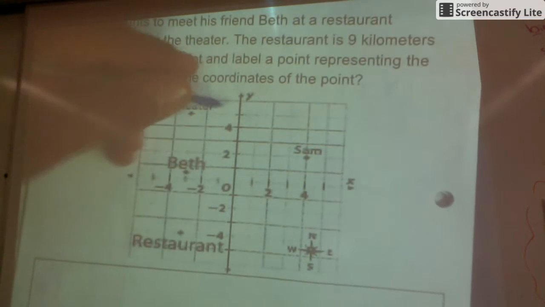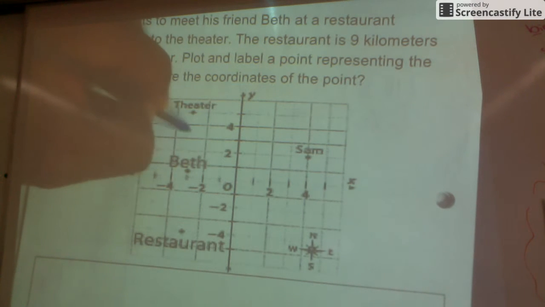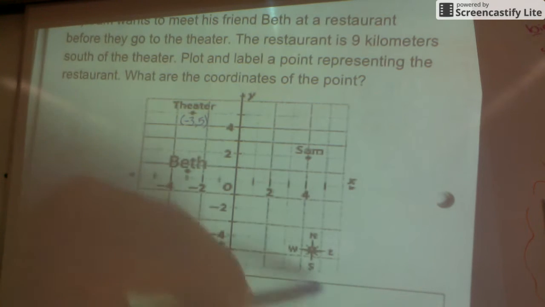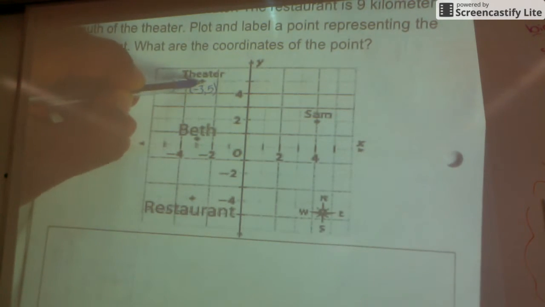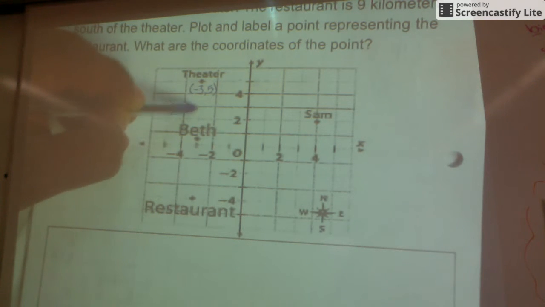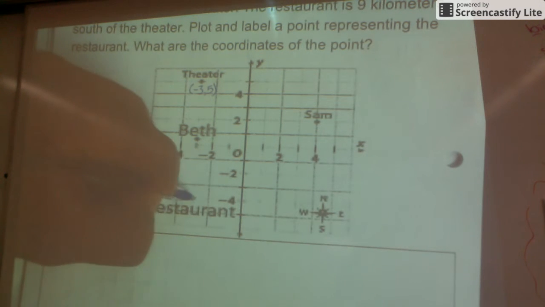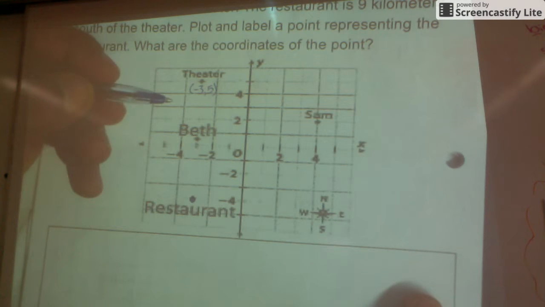If the theater's here, and we figured out the theater was at what? -3, 5. So we're going to go south 9. South means down. Look at our compass rose right here. South means down. We're going to go down 9. We're going to go 1, 2, 3, 4, 5, 6, 7, 8, 9. So we found the restaurant right here. So we need to figure out what the coordinates of this point are.